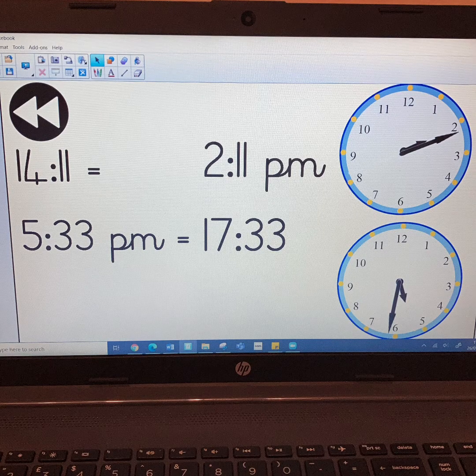Answer time then. So 14:11, the 14 tells me on the 24-hour clock that's in the afternoon, so I'm going to need PM. 14 hours, take away 12 hours would be 2, so this would be 2:11 PM or 11 minutes past 2. And I have shown this on my analog clock by showing my minute hand just past the 10 minutes. 5:33 PM then, well, the PM tells me it's in the afternoon. So on a 24-hour clock, it's going to be past 12. So 5 hours plus 12 hours would be 17 hours. So this would be 17:33. And I have shown this on my analog clock by showing it's just past 5:30.